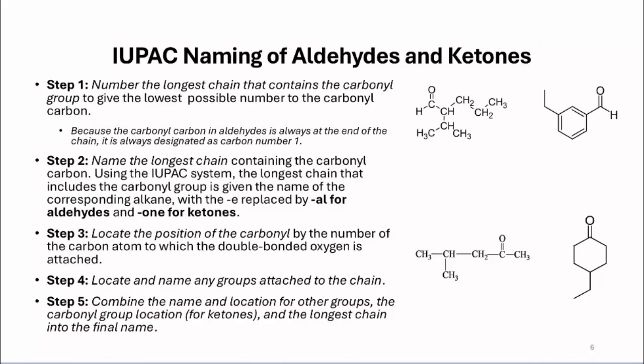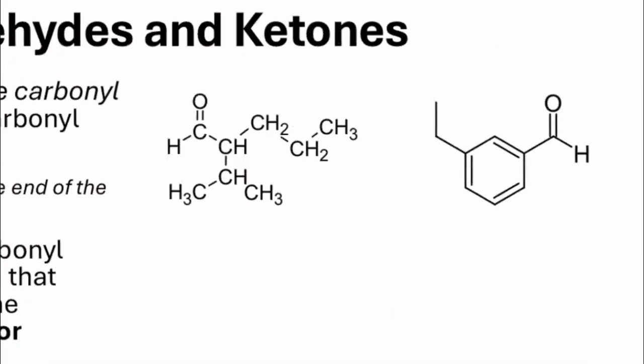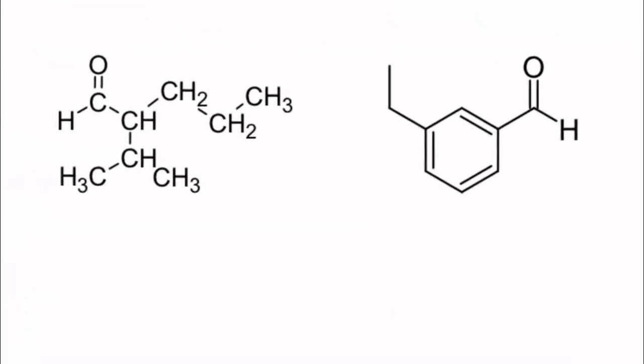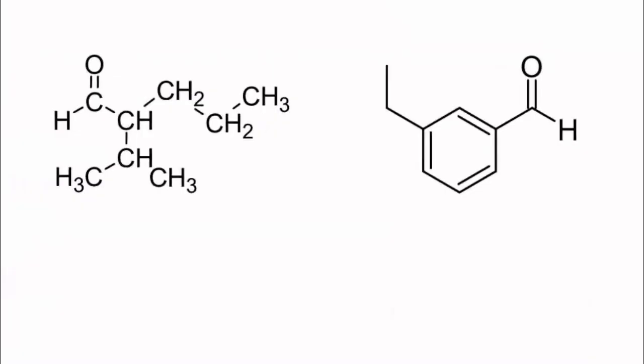I'm going to start by naming aldehydes, and the aldehydes that we have in the example are the top two molecules on the right side of the slide. When we are naming an aldehyde, similar to what we have seen in previous chapters when naming organic molecules, we need to find the longest continuous chain of carbon atoms. In the case of the aldehyde, the carbonyl group is always going to be carbon 1.